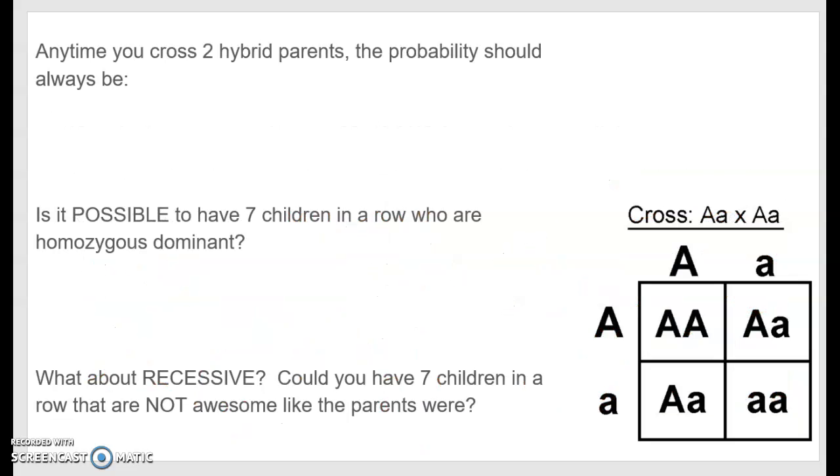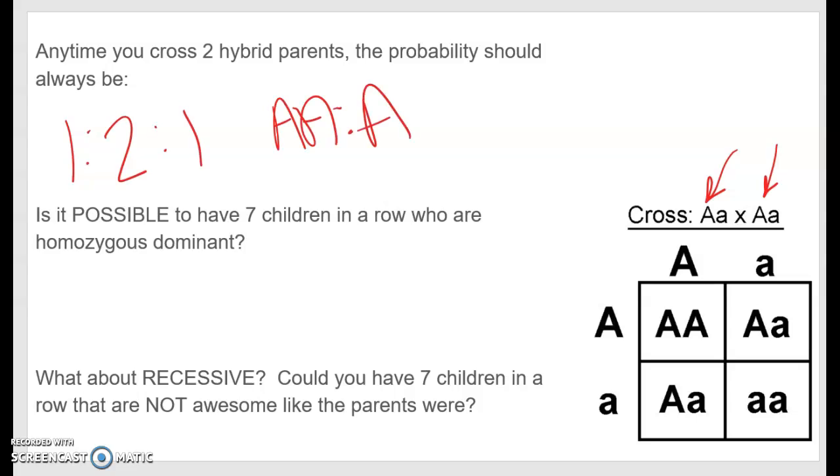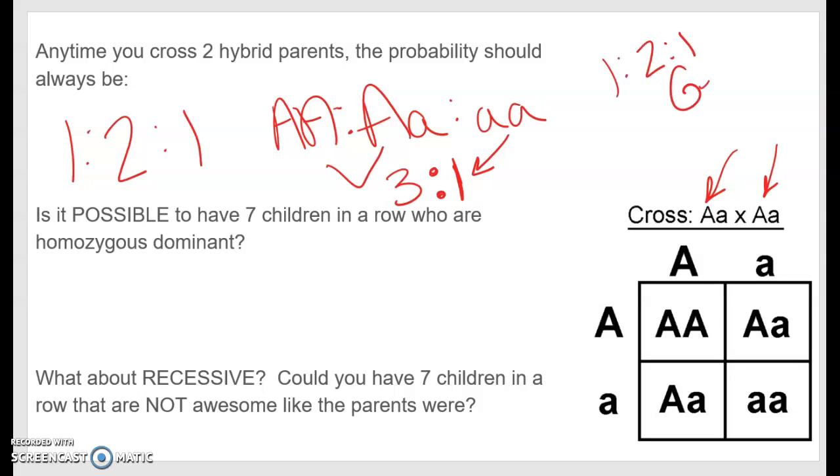Anytime you cross 2 heterozygous parents, you should always end up with 1 to 2 to 1 for homozygous to heterozygous to homozygous recessive. 3 of these are going to be dominant. This 1 is going to be recessive. What new probability should you know? The 1 to 2 to 1 genotypic ratio and the 3 to 1 phenotypic ratio.